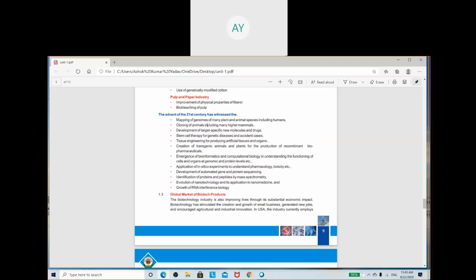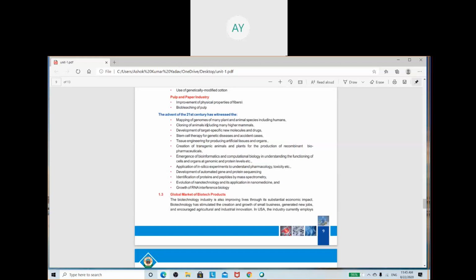You can, there is a lot of opportunity. So many organizations are working on the development of new types of drugs. Okay, stem cell therapy for genetic disease and accident cases. Okay, in accident cases, for example if the cornea is lost, then you can develop a cornea from animal cell culture.